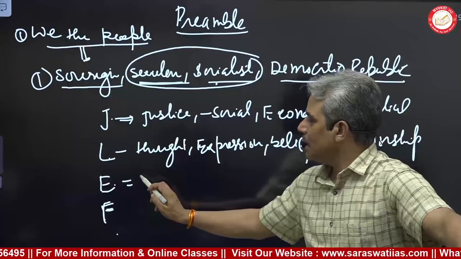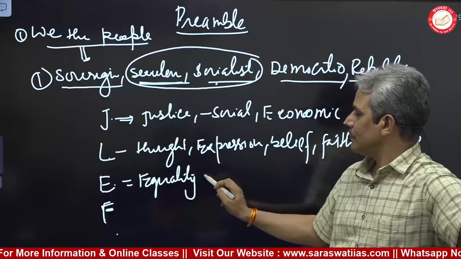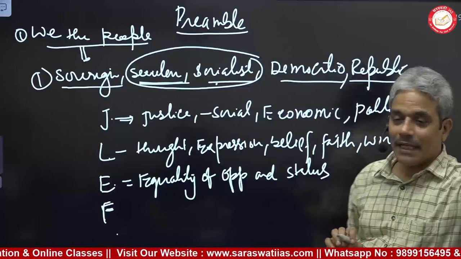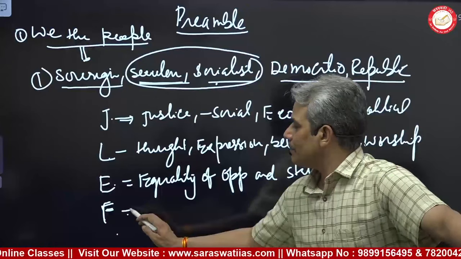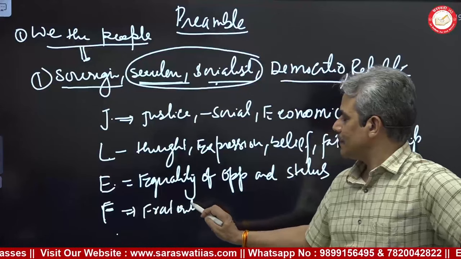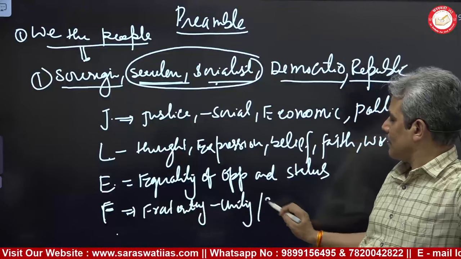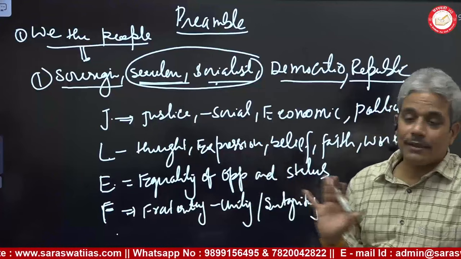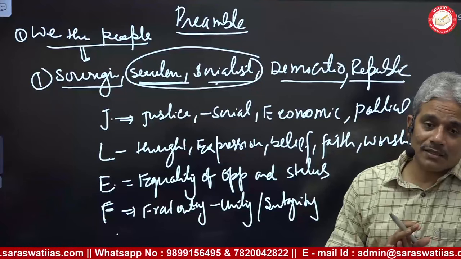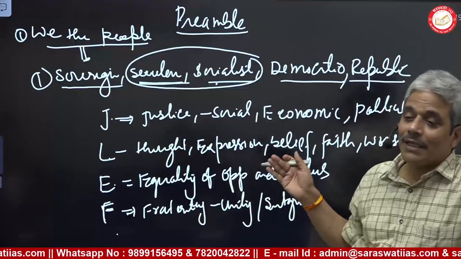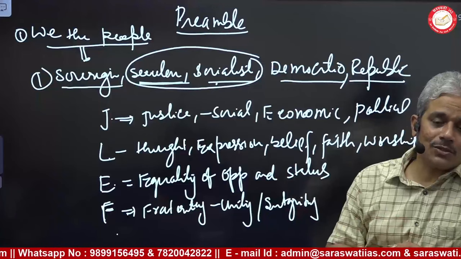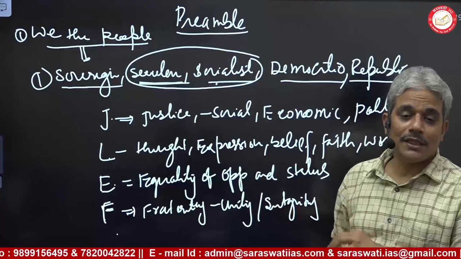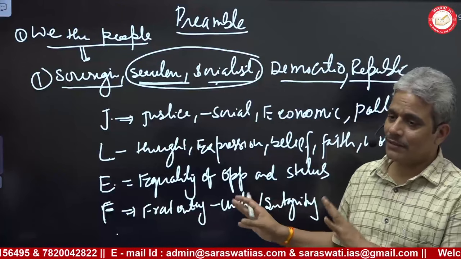And then equality of opportunity and status, and then fraternity for making unity and integrity. Unity and integrity. And in the last line, remember the reference to the Constituent Assembly comes only in the last line. Therefore, this Constituent Assembly adopted, enacted, and gave to ourselves this Constitution on 26 November 1949. It means the preamble also describes the date of acceptance of the Constitution, not the enforcement of the Constitution.